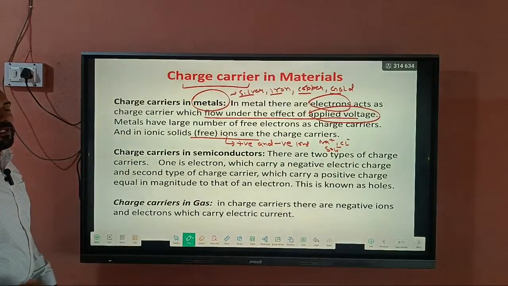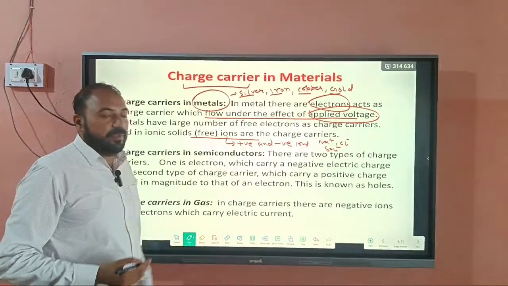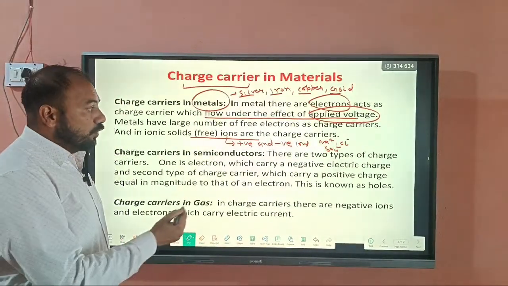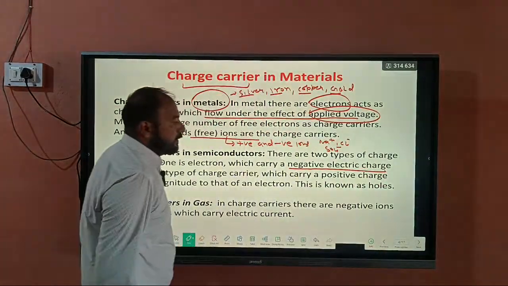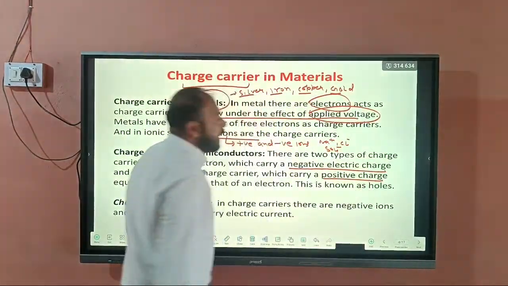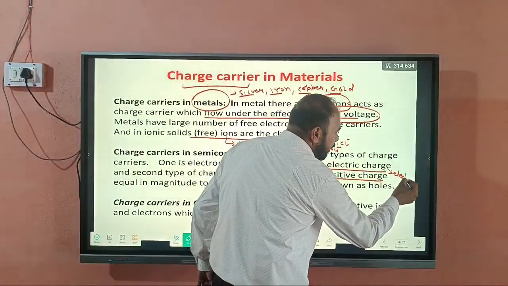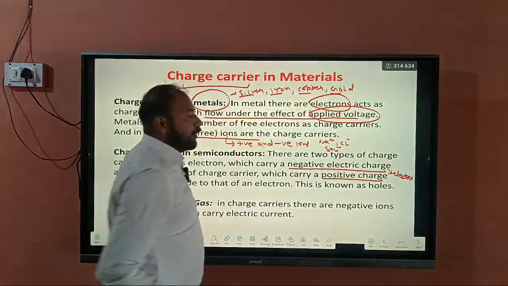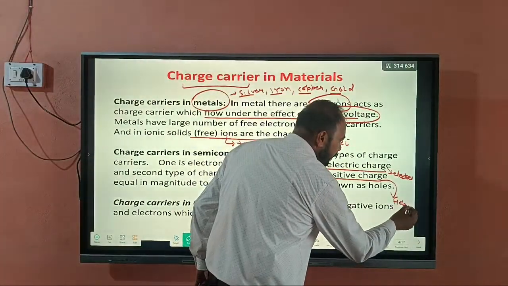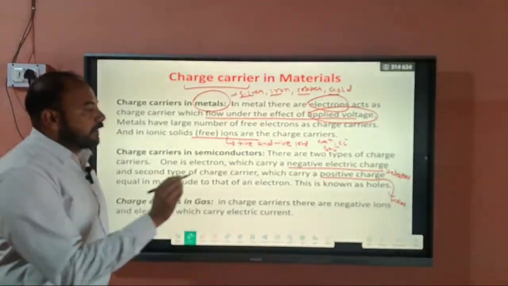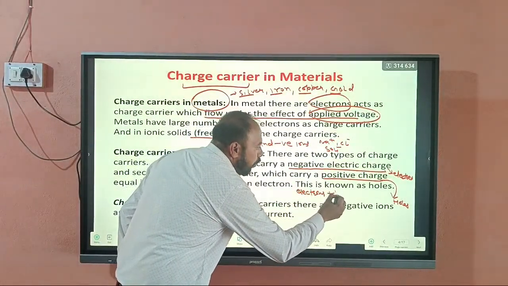Second, charge carriers in a semiconductor. A semiconductor is another material whose properties lie between a metal and an insulator. It contains two types of charge carrier. First is negative electric charge, which is electrons, and second is positive charge, known as holes. So a semiconductor consists of two types of charge carrier, electrons plus holes.